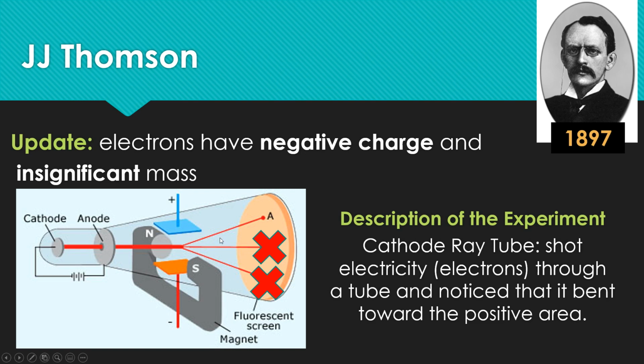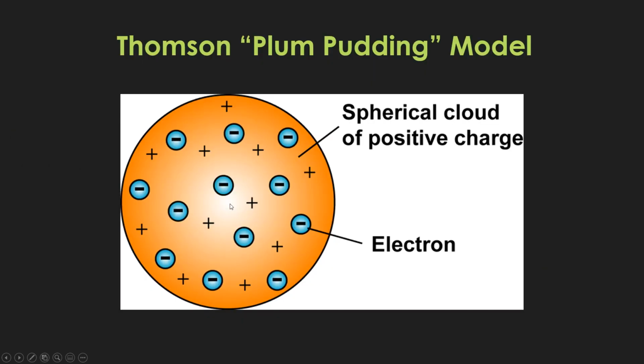super attractive, and if it's heavy, it wouldn't go up as high as something that was very light, which would go up much higher. So he was able to figure out that electrons have insignificant mass because they moved pretty much to the top of the plate regardless of how much pull there was. And he figured out the negative charge because they were attracted to the positive plate.